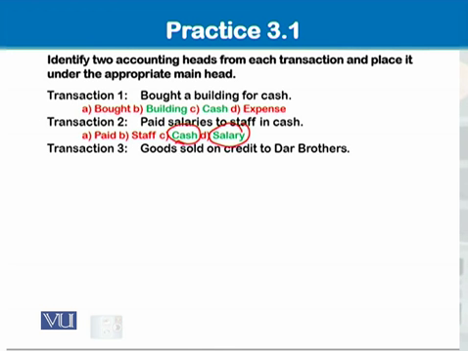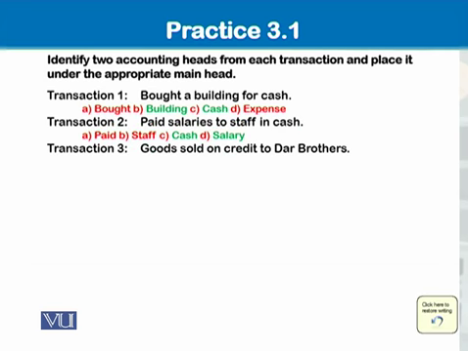Mostly people get confused about this paid. Paid cannot be an accounting head to any main head. We have to relate accounting head to the main head. In the next practice, we will see how to relate with the main heads. But as of now, the staff is not an accounting head. From this transaction, what we see that cash is an accounting head and salaries is another accounting head.